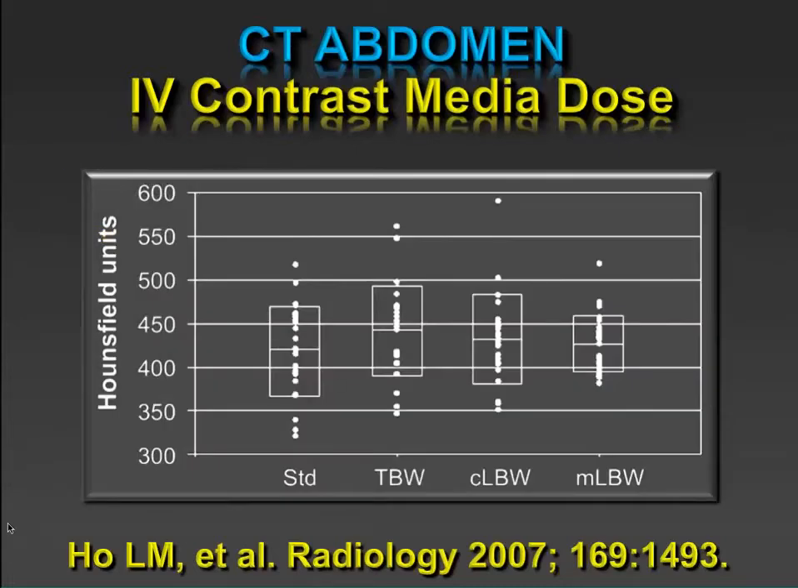And here's the data basically. If you look at the 4 groups, notice that what we wanted was the most reproducibility. So you can see that the standard and the total body weight had a wide range of different doses, as did the calculated lean body weight. Although if you exclude that one outlier, it was a little bit tighter. But the measured lean body weight did seem to have the best reproducibility in the study, suggesting that's probably the way to go in the future for determining the dose of contrast media. And this was statistically significant.